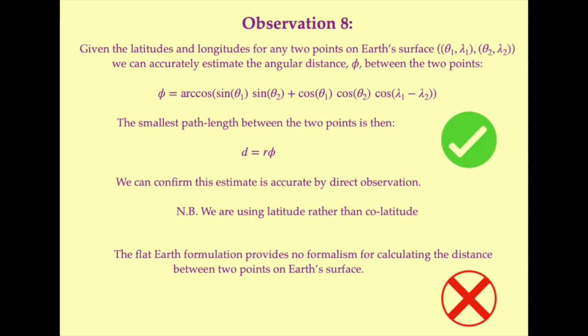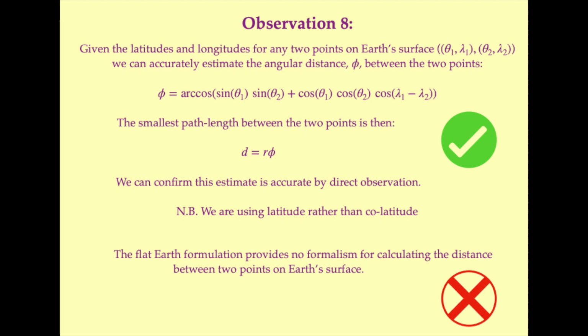For our eighth observational dataset, we consider simple geometry. Consider 2 points on Earth's surface. We can determine the latitude and the longitude of those points by celestial observation, that is, by observing the relative position of stars of known declination and hour angle. Once we have determined the position of our 2 points, we can then use spherical trigonometry to calculate the angular distance between them using the spherical cosine rule as described here.